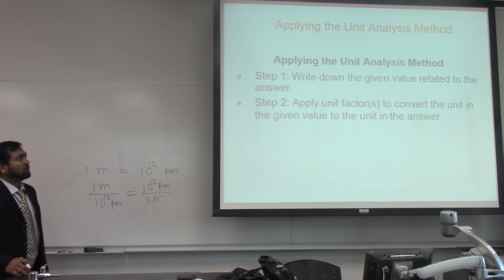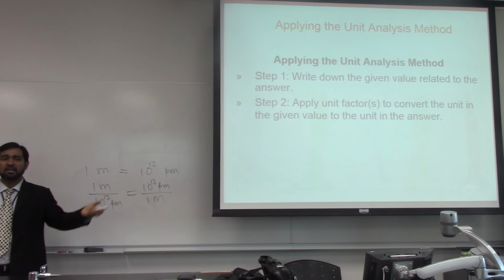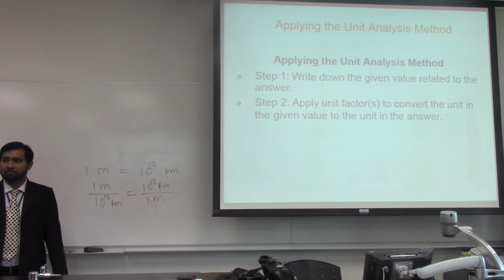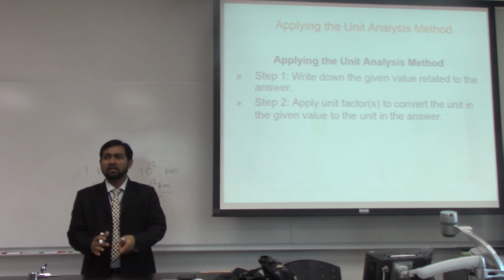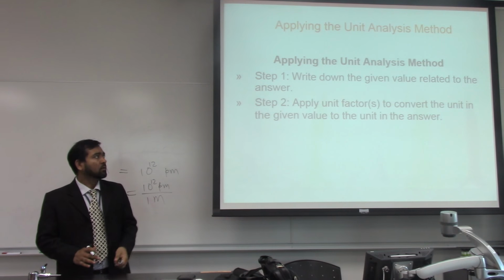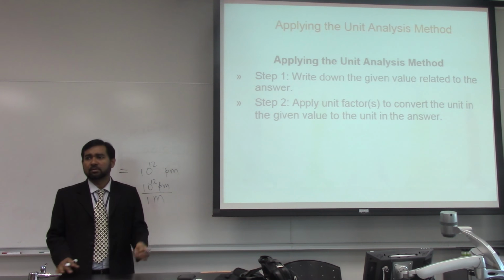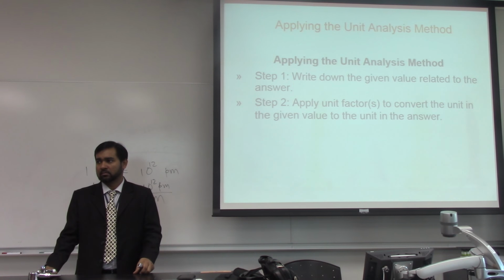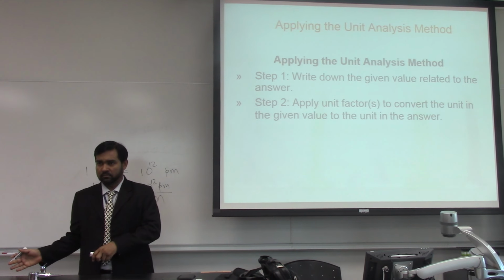For instance, if it says you have a 10 meter length desk, so you're writing the 10 meter first. See? Write down the given value with the units. Step two, you multiply with a factor. It takes two steps to convert one unit to another unit. Any question?